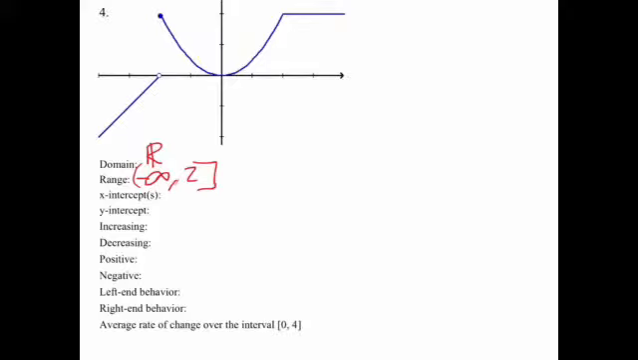And we're looking now for x-intercepts. The only part that even touches the x-axis is right there, and that's the point (0, 0), which is also going to be our y-intercept, because that's where my function crosses the y-axis.